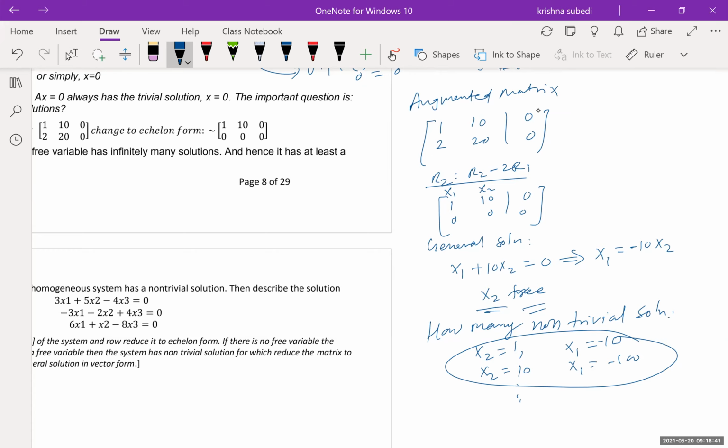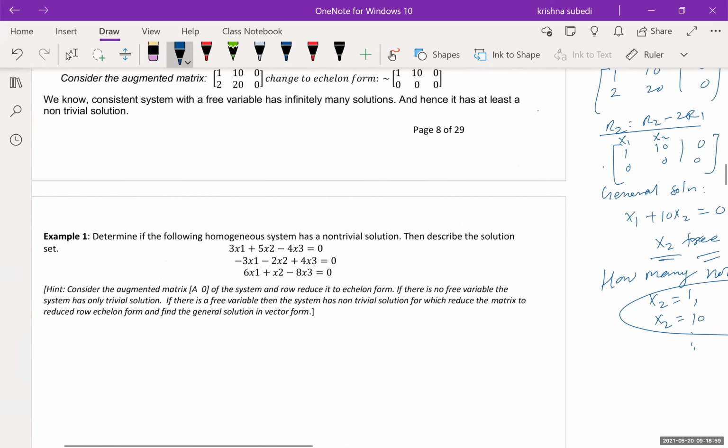Now, I think you already know the process here, how to figure out whether the system has only the trivial solution or it has a non-trivial solution. All you need to do is consider the augmented matrix, change it into echelon form, and see whether it has any free variable or not.